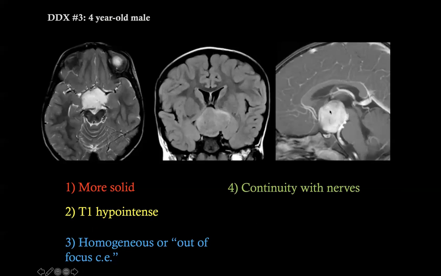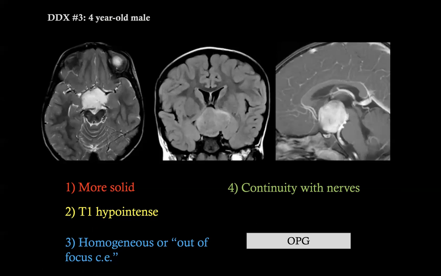And you need to be able to demonstrate that you cannot see the chiasm. It's not displaced like in craniopharyngioma, but it's part of the tumor. And this is typical of low-grade glioma, in particular optic pathway glioma.